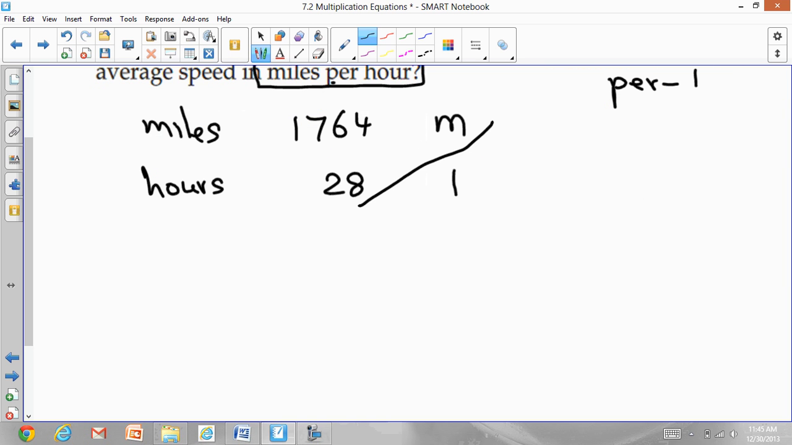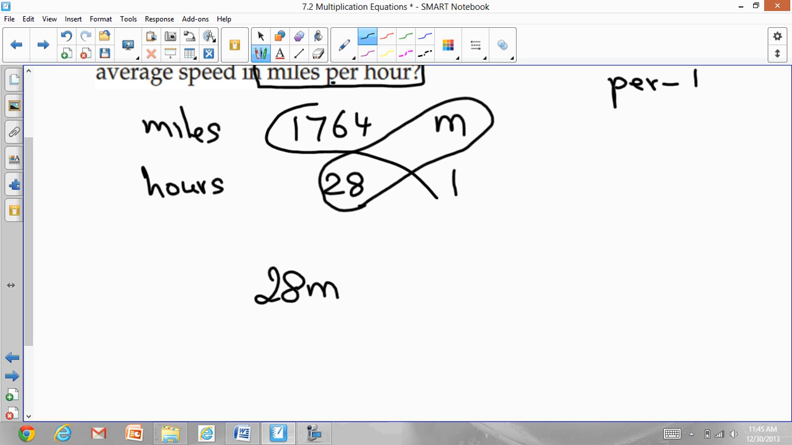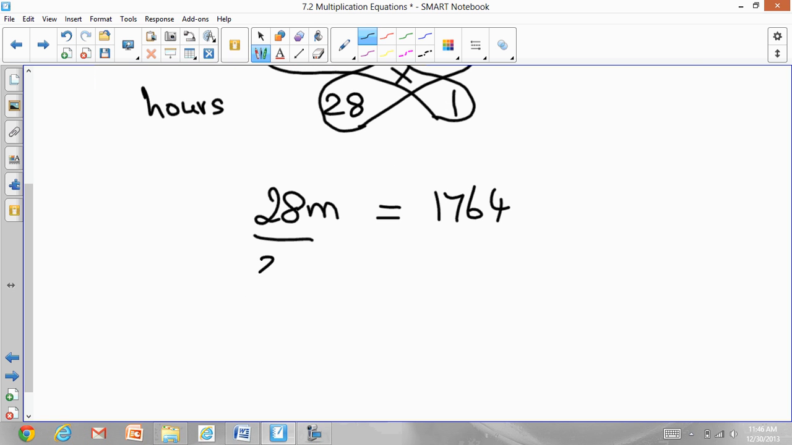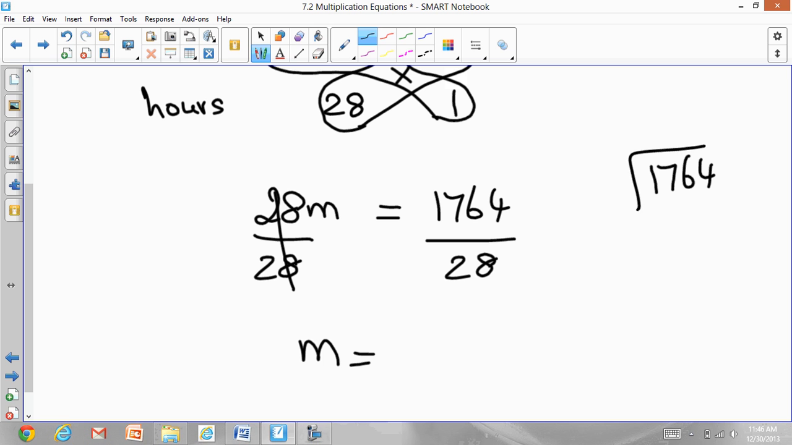Now once again, once you're done setting it up, cross over and multiply. 28 multiplies M to give you 28M. And 1 multiplies 1764 to give you 1764, equal sign in the middle. Make sure that you're writing every single step that I am writing. Divide by 28 on the left, divide by 28 on the right. Cancel. You got M equals the numerator 1764 goes in the shelter, divided by 28.